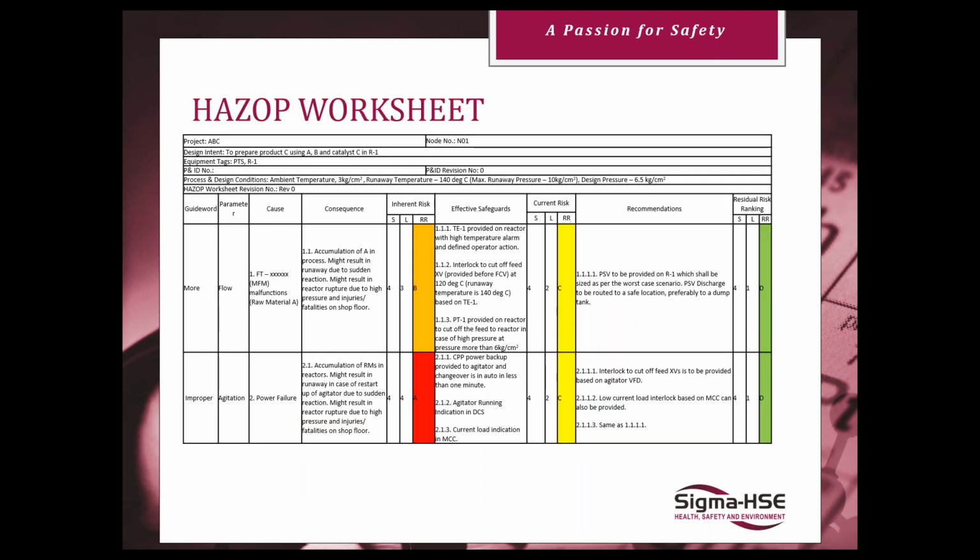All right, this is just an example of what a HAZOP worksheet would look like in Excel. It's got all your project equipment and drawing information at the top to identify where this is coming from. It's talking about your guide word and your parameter. So this would be more flow, the cause, a flow transmitter malfunctioning for raw material A. Potential consequence would be accumulation of material A within the process, maybe a runaway reaction, could be a reactor rupture because of the high pressure, and injuries and fatalities on the shop floor.